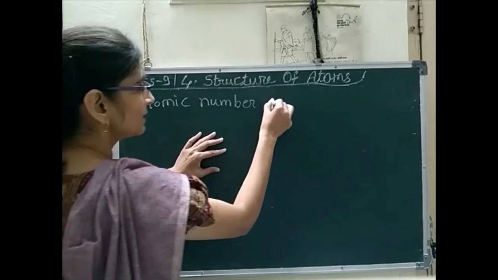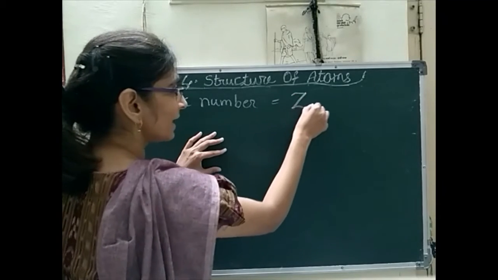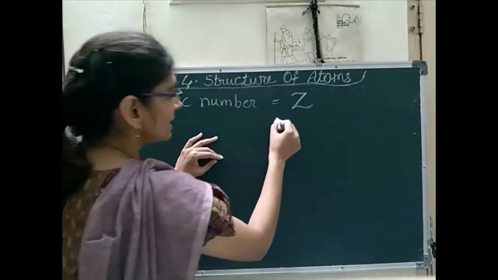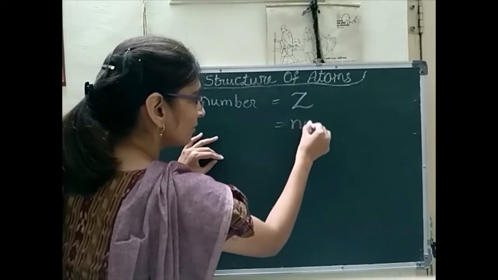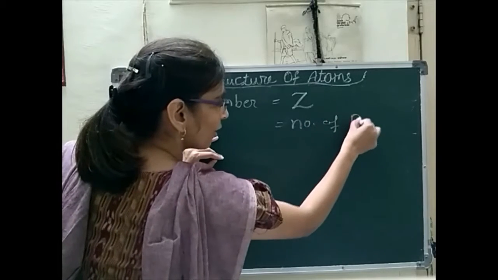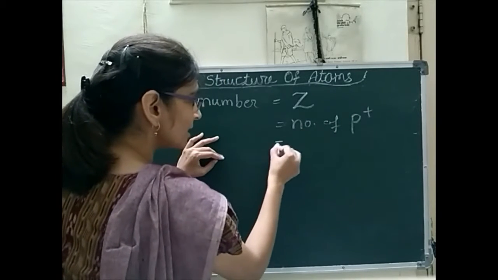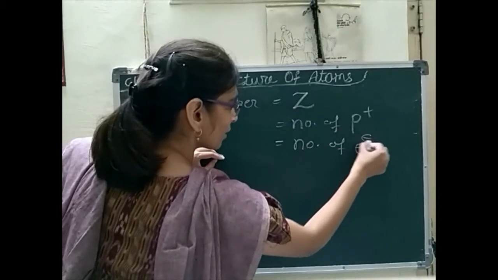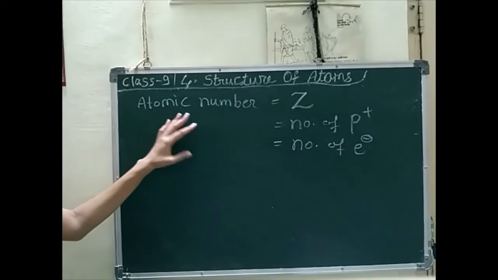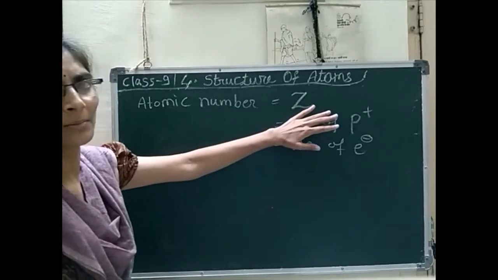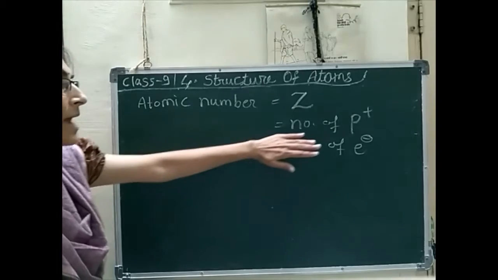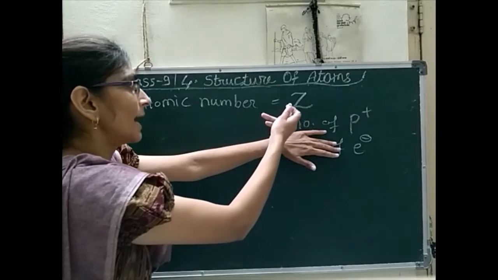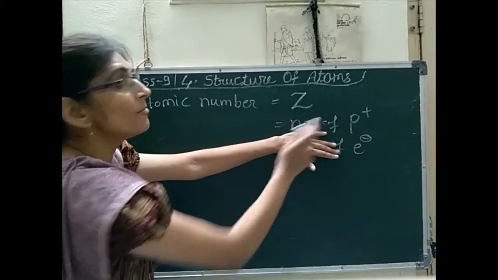Atomic number is denoted by capital Z, and it is equal to the number of protons. The number of protons is also equal to the number of electrons. Mainly, atomic number is the number of protons.